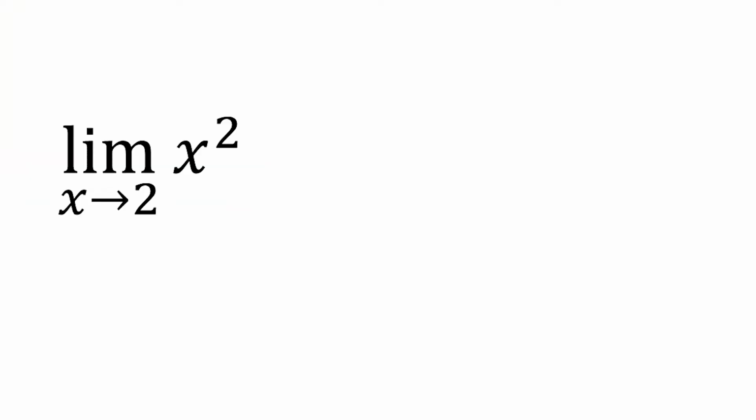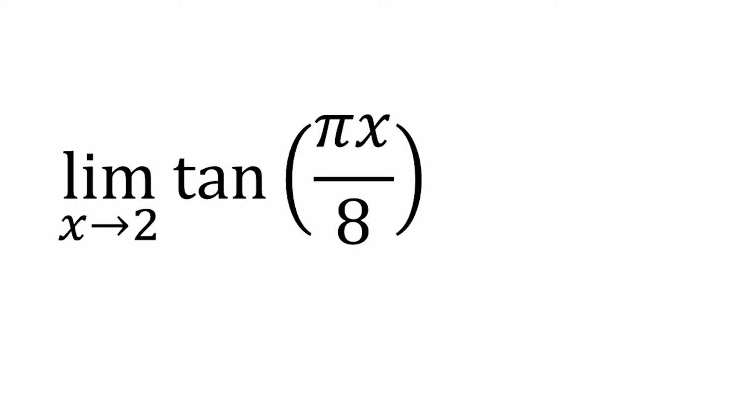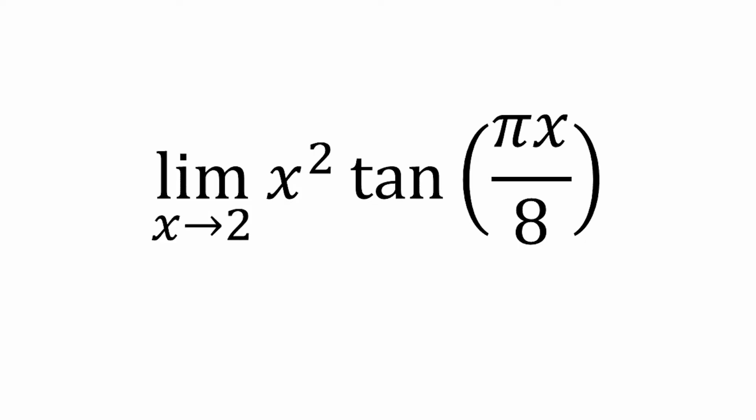And we can take both of those limits independently and just find a product of those two limits. The limit of x squared as x goes to 2, pardon me, we're taking the limit as x goes to 2, is 4. And the limit of the tangent of pi x over 8 as x goes to 2 is 1. And so the product of those two limits is 4.